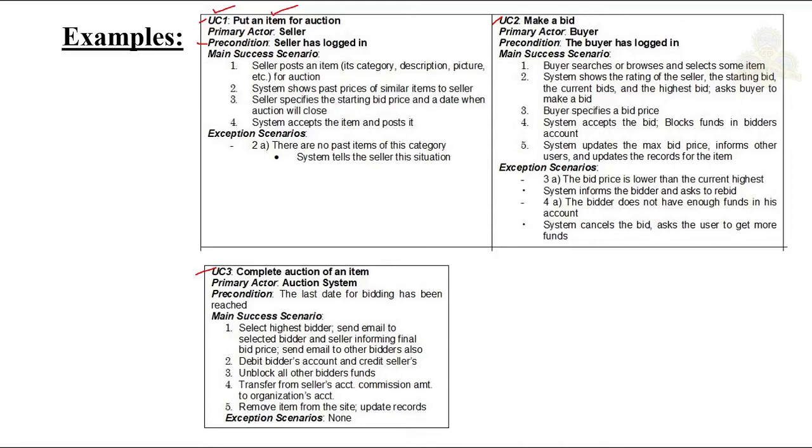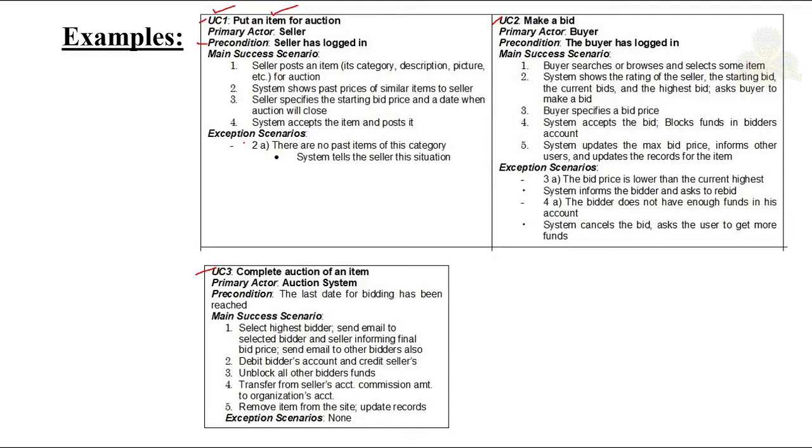So the second point, what does it say? If a similar book was present in the system, it will tell the past prices. What was the bid price of that particular book? Then what does the seller have to do? He has to specify the bid price and when the auction will close. The last one is that the system accepts the item. That means the system will post the item so that other buyers can see the book which the seller has posted.